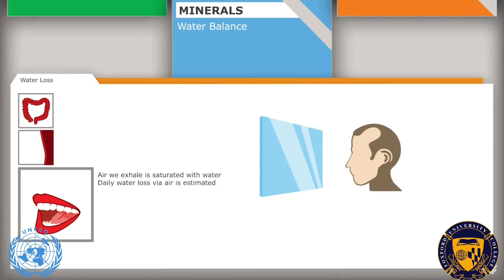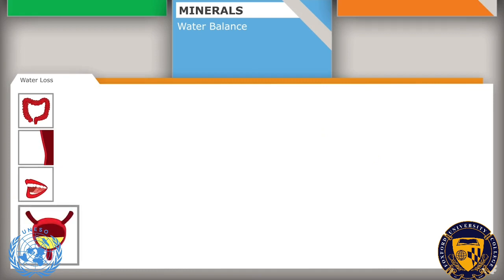Over the course of 24 hours, the amount of water lost through our lungs is estimated at 300 to 400 milliliters, but can differ somewhat depending on the humidity and thus the water content of the inhaled air. Most of our daily water loss occurs through urine.